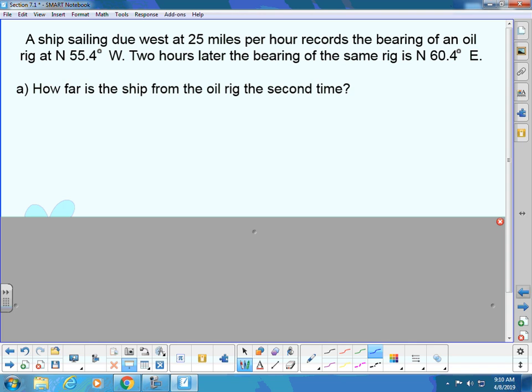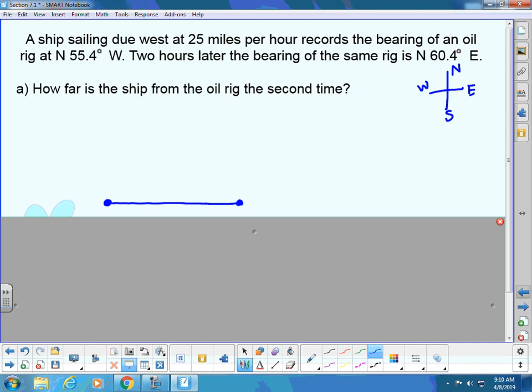Let's start with the direction the ship is going. The ship is sailing west, and both times it sees the rig, it sees it to the north, to the northwest, to the northeast. So I'm going to draw my ship kind of on the bottom of this picture. So it's going to start here, and it's sailing to the west. If you remember your cardinal directions, maybe we'll stick that up here, north, south, east, west. So it's sailing from the east to the west. Okay, so it's its start and end point.